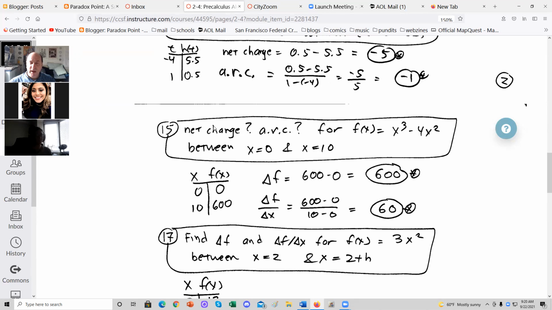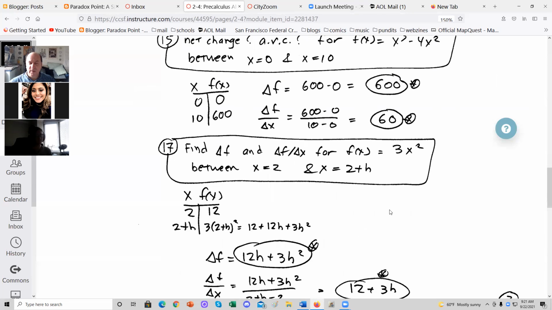Here, find delta f and delta f over delta x for f of x equals x cubed minus 4x squared between x equals 0 and x equals 10. So you make a table, set x equal to 0 and 10, and calculate f: 0 for x equals 0, 600 for x equals 10. Change in f is 600 minus 0, which is 600. Average rate of change is that 600 minus 0 divided by 10 minus 0, change in f over change in x. That comes out to 60.